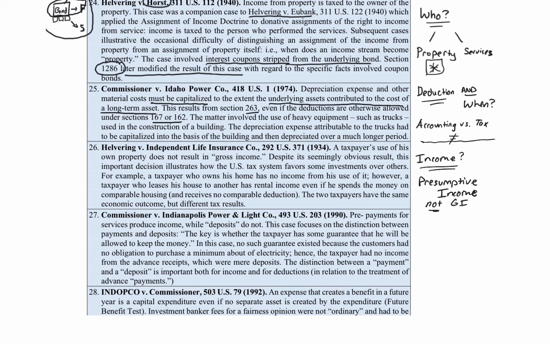Okay. Commissioner versus Indianapolis Power and Light. So Indianapolis Power and Light is the case. This is one of my favorite cases. I have lots of favorite ones. Most of these top 50 are my favorite cases. This is an income question.